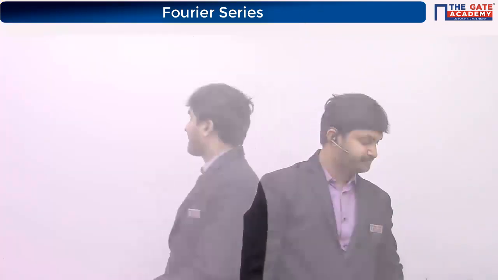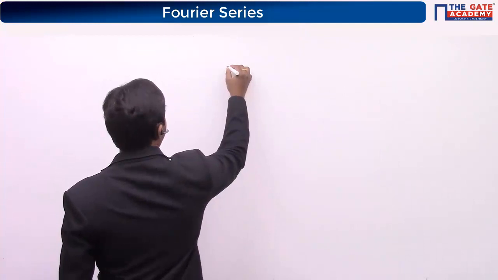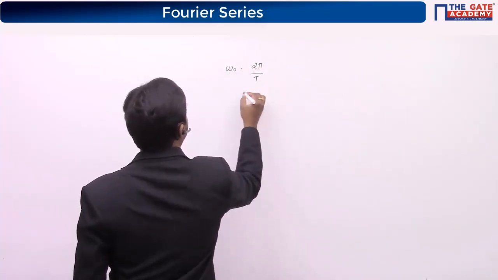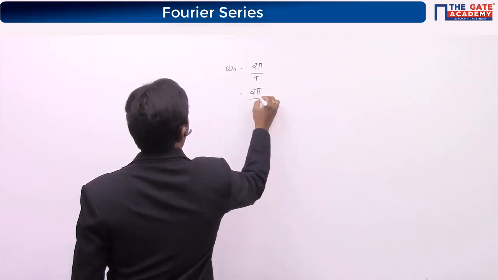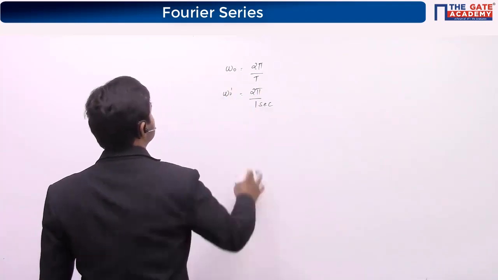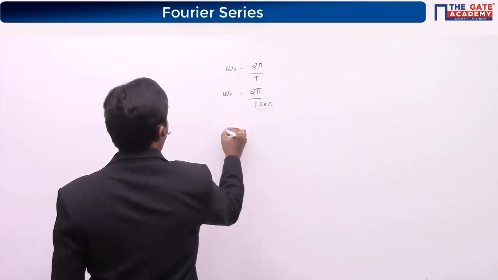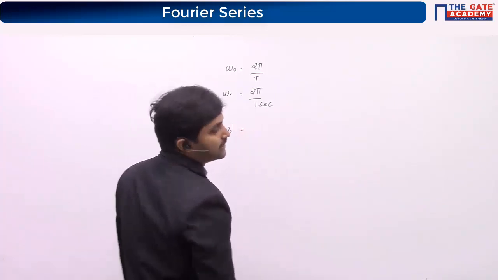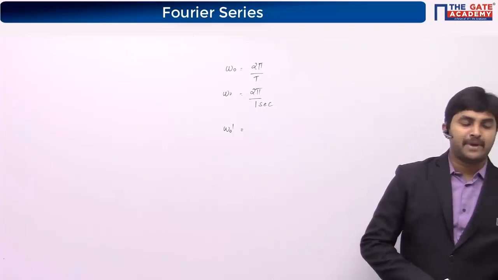Is it correct? We know for the first one, omega naught is nothing but 2 pi by T, which is nothing but 2 pi by 1 second. This is omega naught. Now when we talk about omega naught dash, what is the time period? Here the scaling parameter is 3.